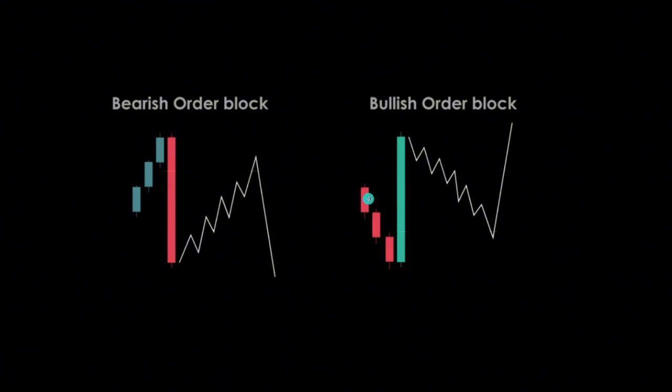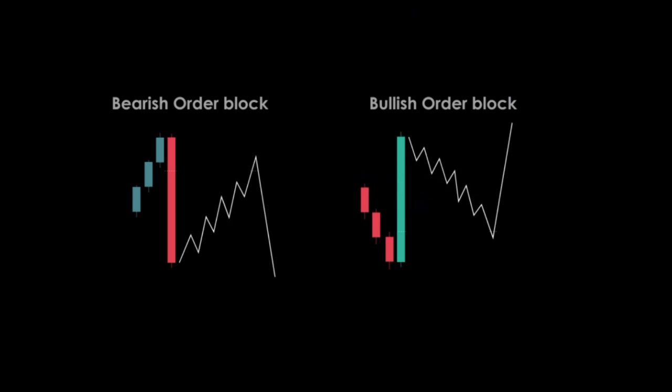Likewise for the bullish order block. We have three bearish candles before the up movement. Once you see that, that means that the three consecutive bearish candles are going to represent our order block in this kind of situation.